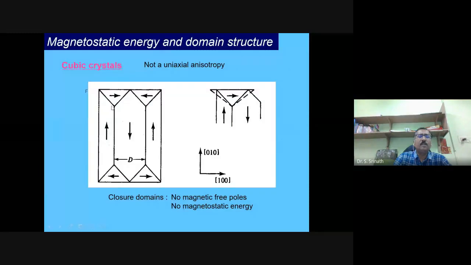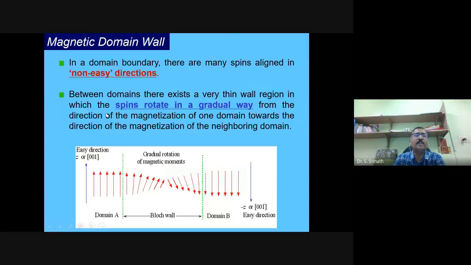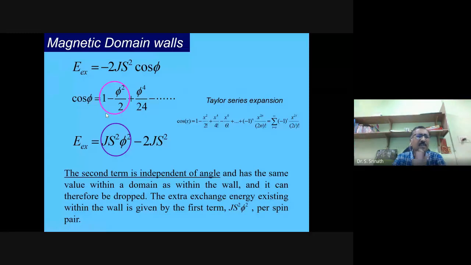This domain wall, which is separating these two domains, is a 180-degree wall. And this domain wall is a 90-degree domain wall. So I am calculating the energy associated with the 180-degree domain wall, and it becomes easy for a uniaxial system.